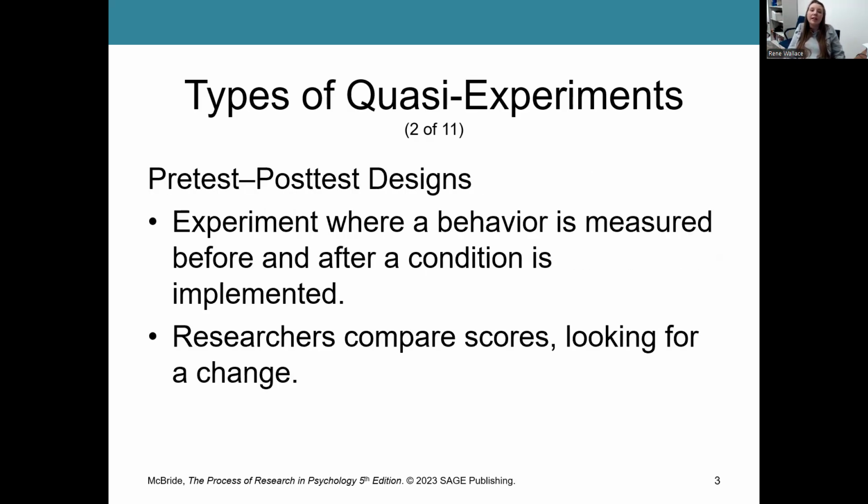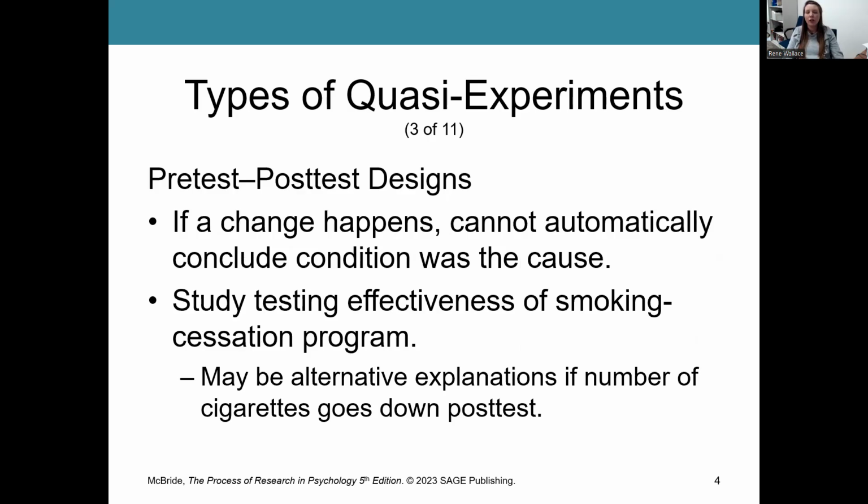So it could be a pre-test/post-test design where a behavior is measured before and then you do something and then you measure it afterwards. So maybe these are people with memory difficulties. You give them this pre-test on memory and you do this treatment thing that you're really excited about. And then you give them this post-test and you see if their scores change. So you can compare those scores and see a change.